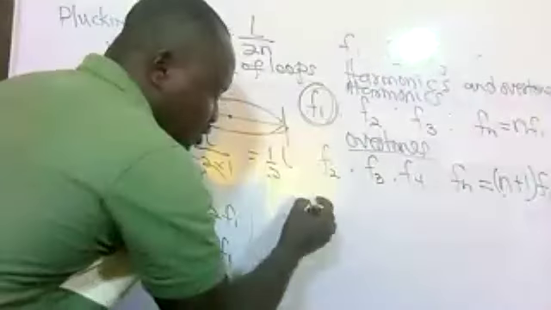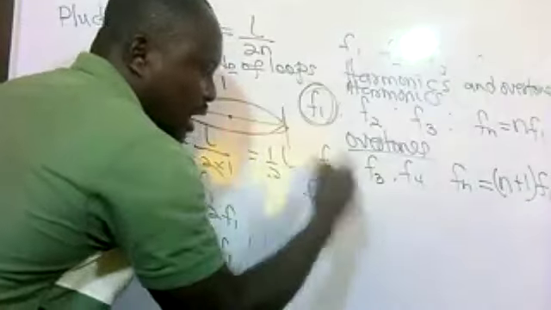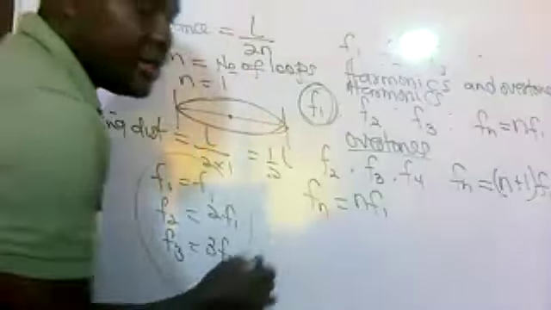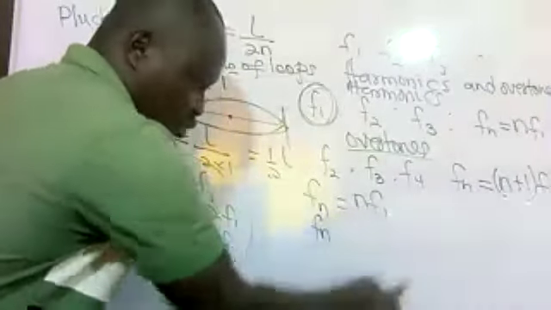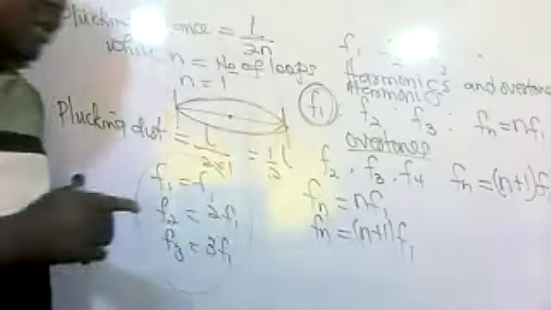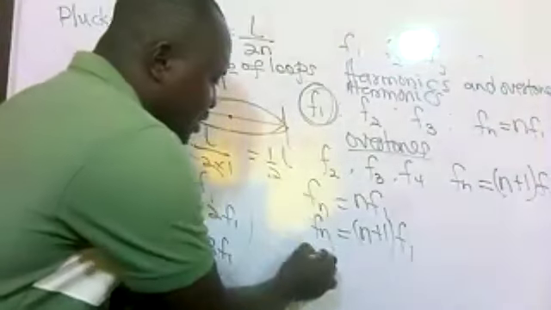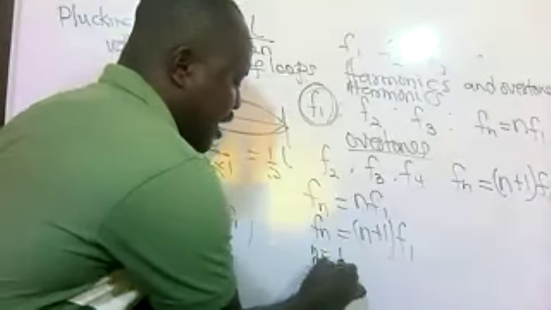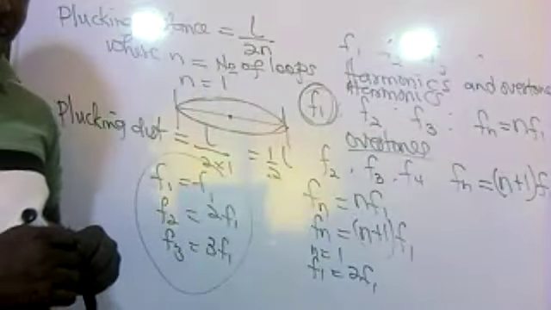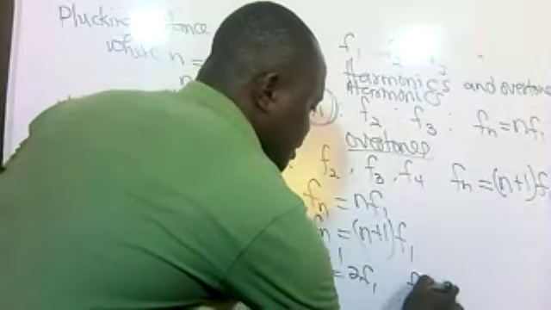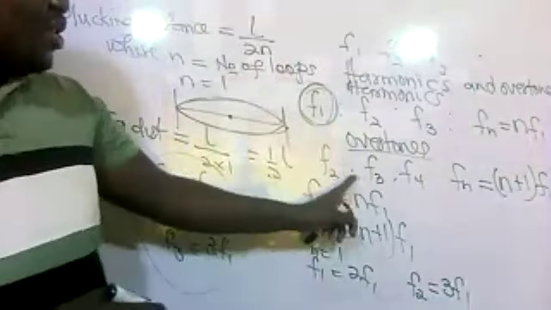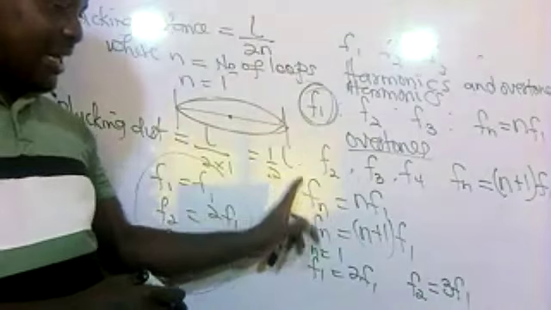So for harmonics, the nth harmonic is n times f1. In overtones, the nth overtone is given by n plus 1 of f1. So it means that for the first overtone, where n is equal to 1, it will be equal to 2 times f1. The second overtone will be equal to 3 times f1. So we are only ignoring the f1.